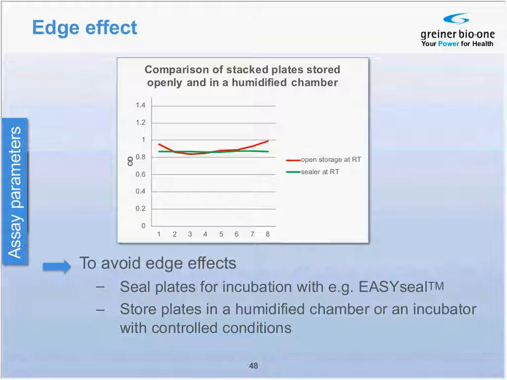This effect can be avoided by incubating the plates, for example with EasySeal, or storing them in a humidified chamber. It's also very important to let all reagents be equilibrated to the incubation temperature before usage to avoid a temperature gradient within the microplate, because temperature adaptation will take place faster in the outer than the inner wells of the microplate.